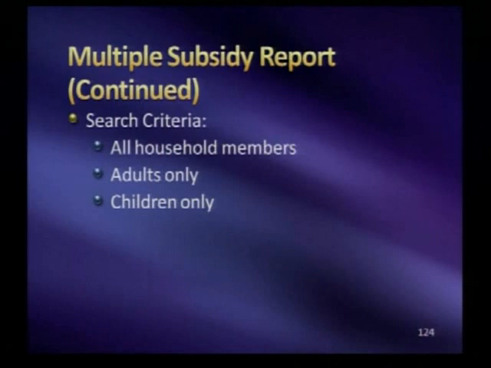Then also, we added this new feature last year where now you can search for all household members or just adults only who might be receiving multiple assistance, and then you have a children-only search feature. The reason we did this is because oftentimes there were children showing up in two households, and it's not uncommon for children to be split between parents or what have you.